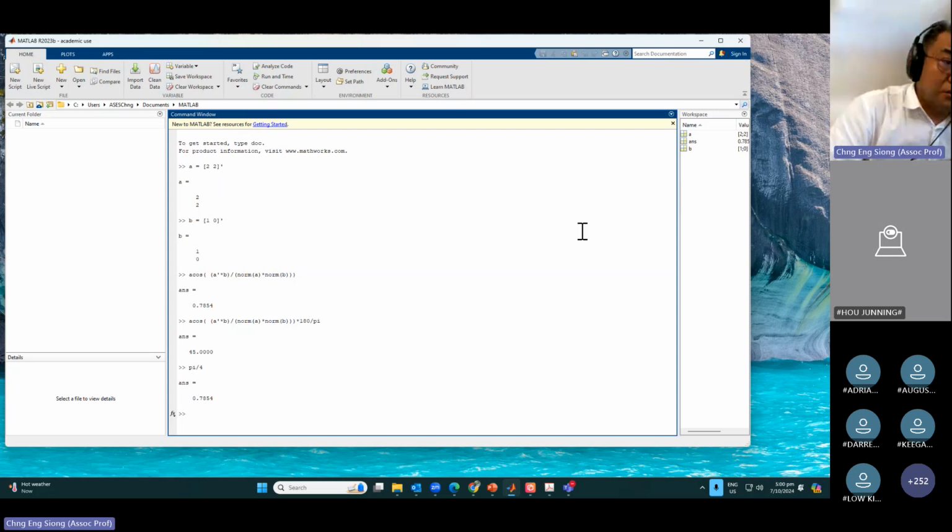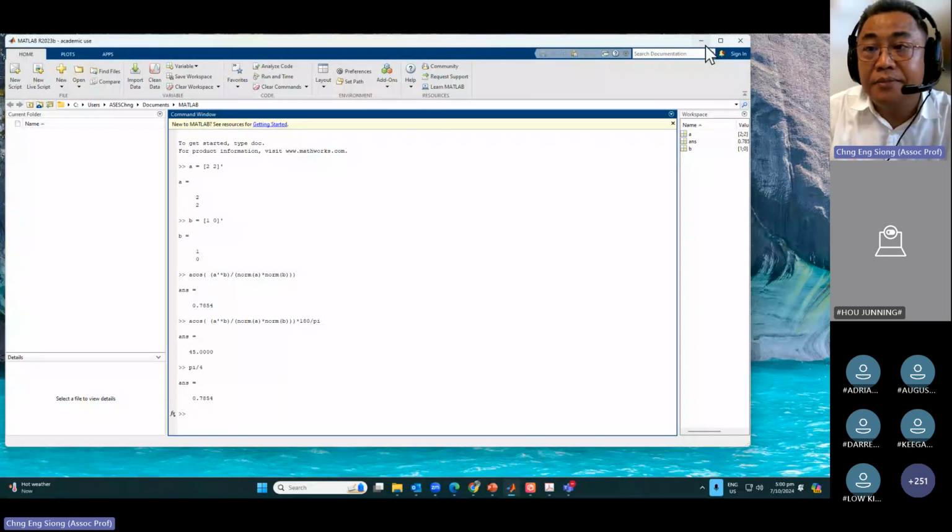Okay. So guys, when we use MATLAB, we're actually using it as a very powerful calculator that understands a lot of these vector matrix notations, norm, and even the word pi, right?